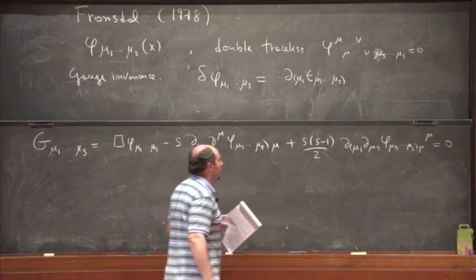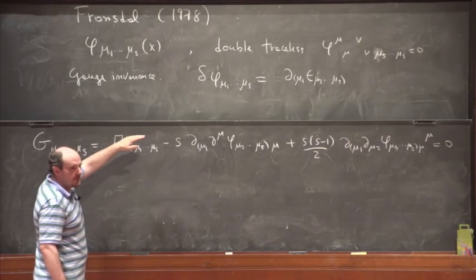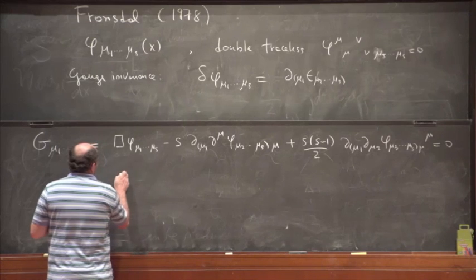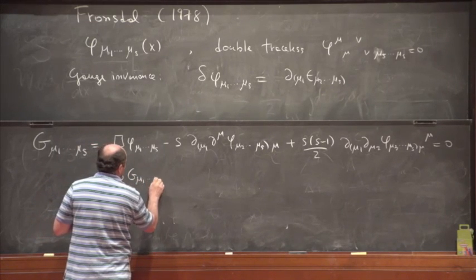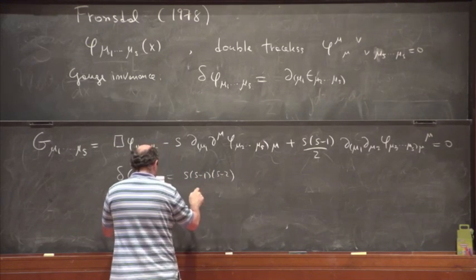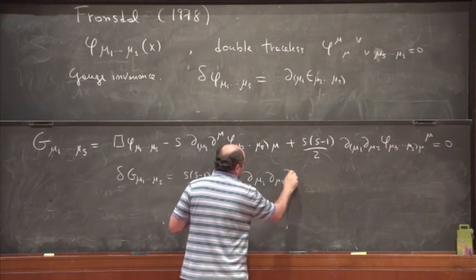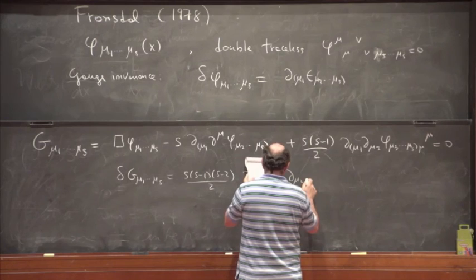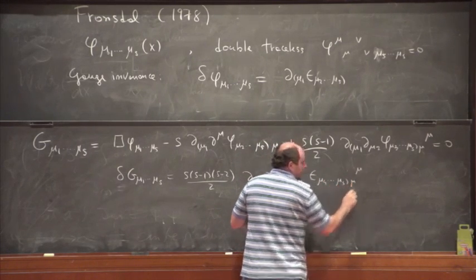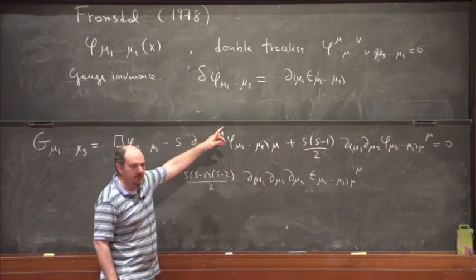Okay, so that's the equation that Fransdal found, and you should try to take the gauge variation of this equation of motion using that gauge transformation to show that the gauge variation of this is S minus 1, S minus 2 divided by 2, and here, the details do not matter too much, except that you get the trace of the gauge parameter. So in order for this to be gauge invariant, you have to restrict the gauge parameter to be traceless.